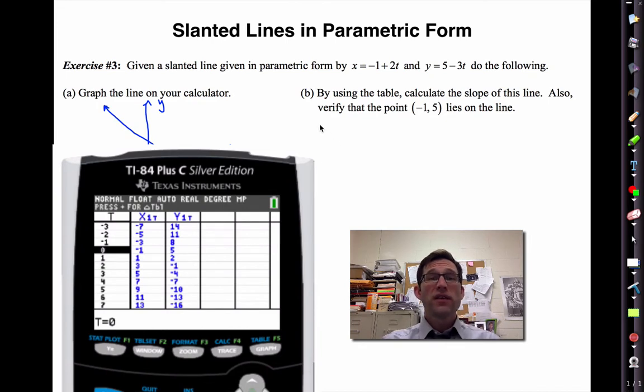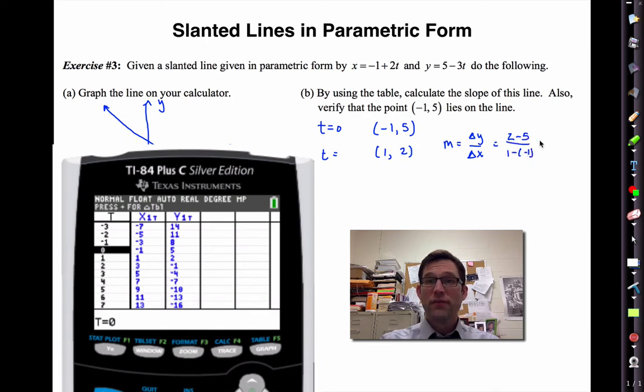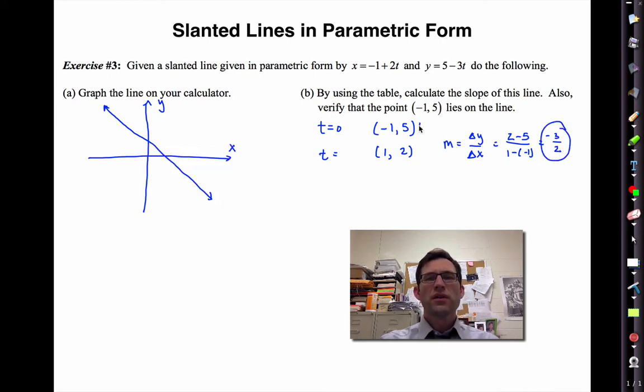In fact, why don't we take the point when t is equal to 0, because that's the point we wanted to verify, that's -1, 5. Why don't we take the point when t is equal to 1, because that's going to be 1, 2. Pretty easy now to calculate the slope of the line, which hasn't changed at all. It's delta y divided by delta x, which is 2 minus 5 divided by 1 minus -1. Gives us -3/2.